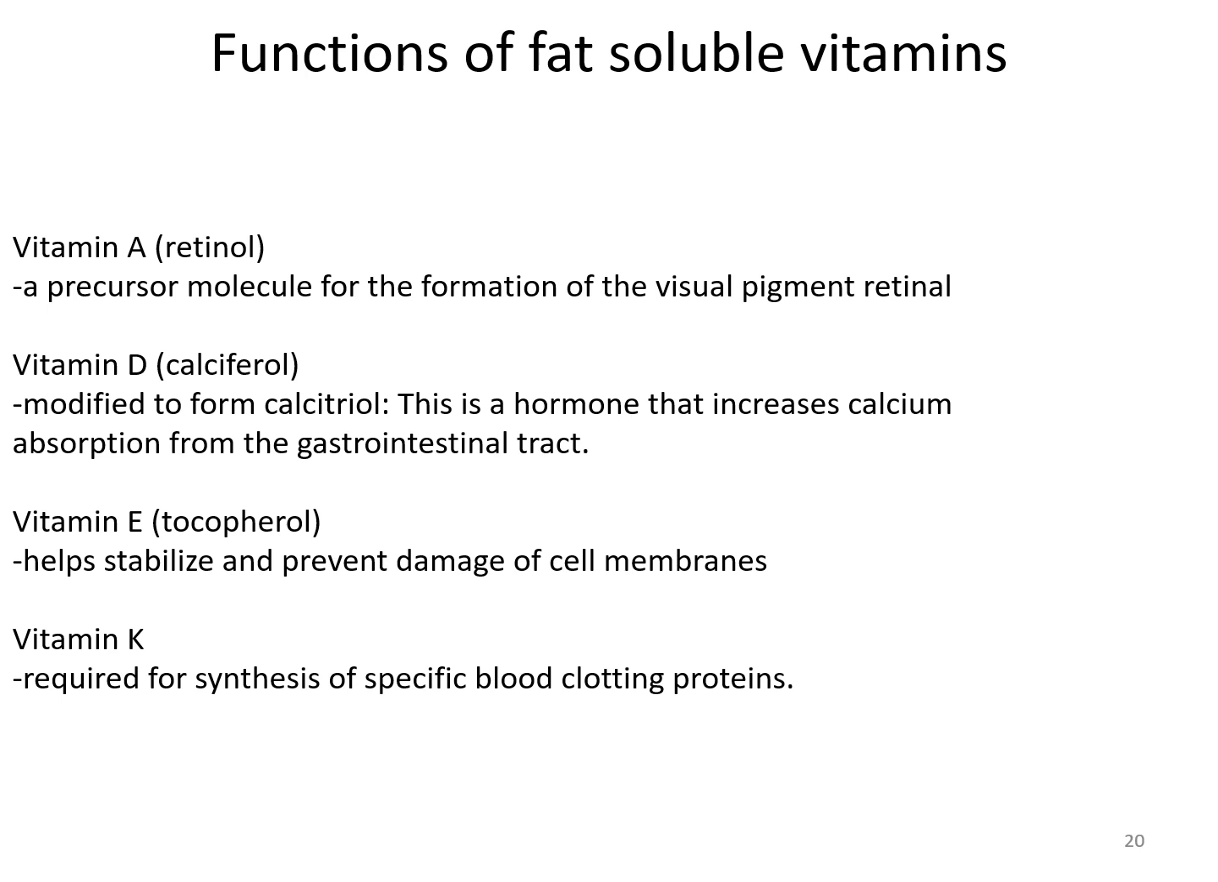Vitamin E is tocopherol, which helps to stabilize and prevent damage to cellular membranes. And then vitamin K is a vitamin that we use for synthesis of certain blood clotting proteins.